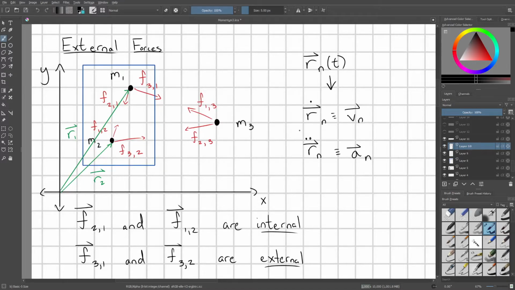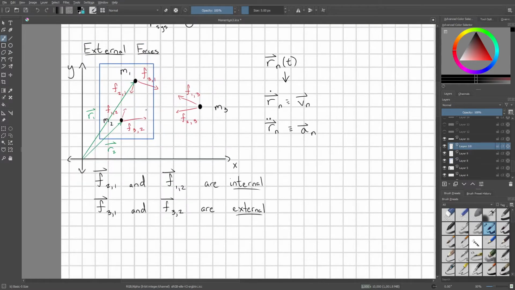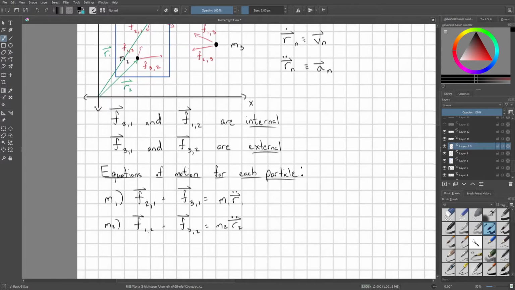Well, I guess here's another reminder. F2,1 and F1,2, these guys are internal forces, right? Remember, they're generated by particles that are within the system. That's why they're internal. F3,1 and F3,2, those are generated by the interactions with M3. M3 is outside of our system, therefore F3,1 and F3,2 are external forces. So that's the key assumption, that we have external forces this time.